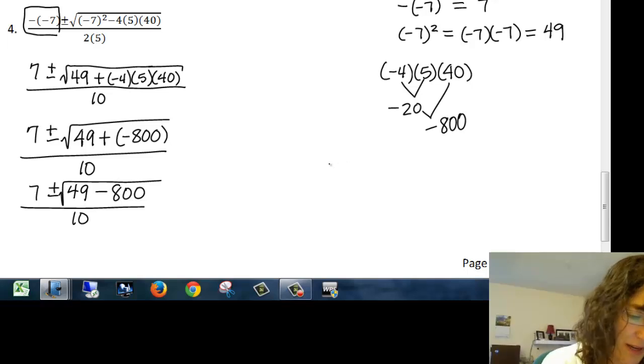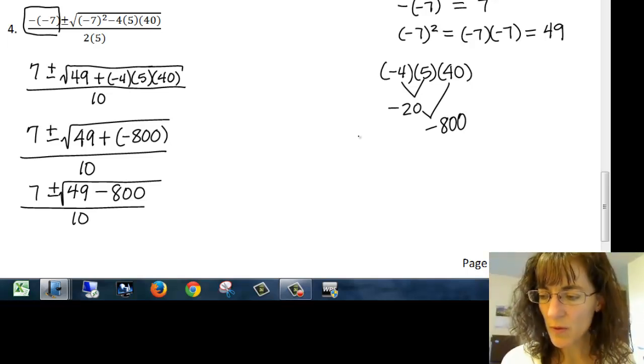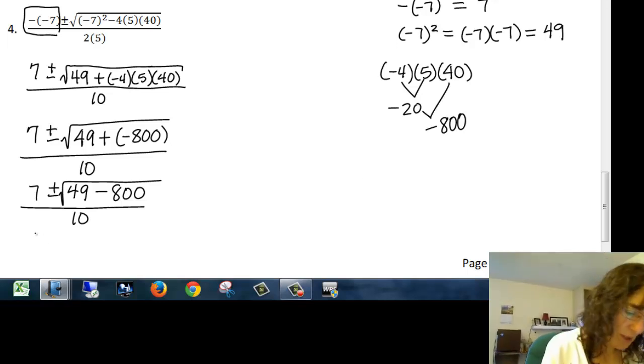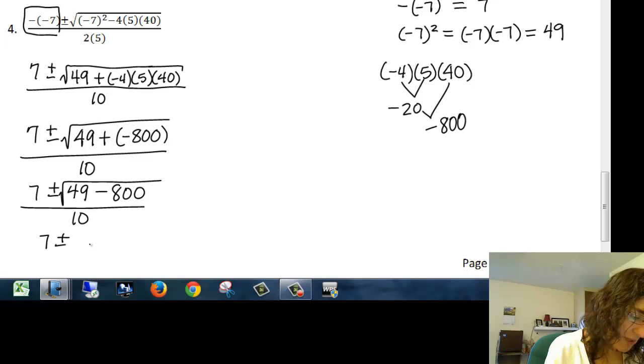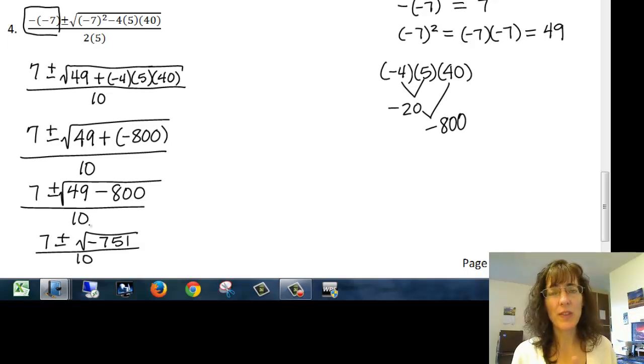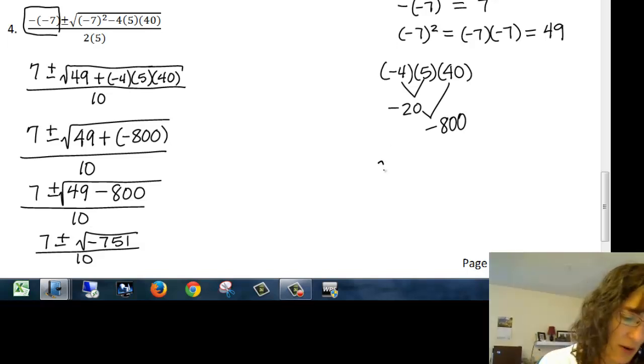So negative 800 and 49. So 49 minus 800, you can do that on your calculator if you want. 49 minus 800, and I get negative 751. So I have 7 plus or minus square root of negative 751 divided by 10. And I know with that negative under the radical that I'm going to have to pull an i out.